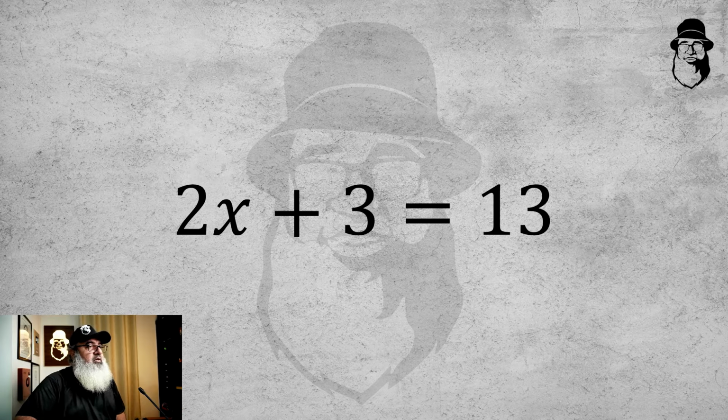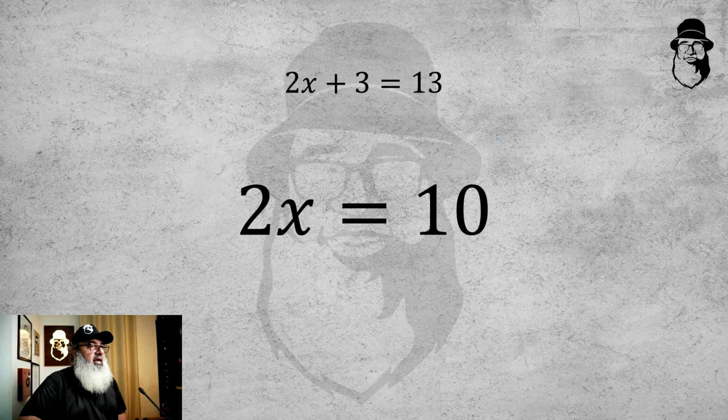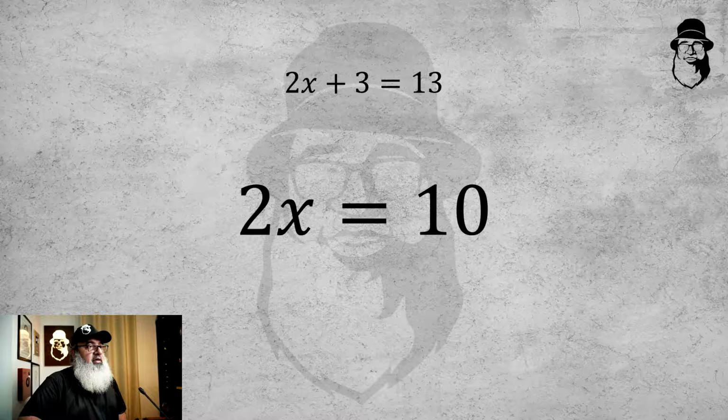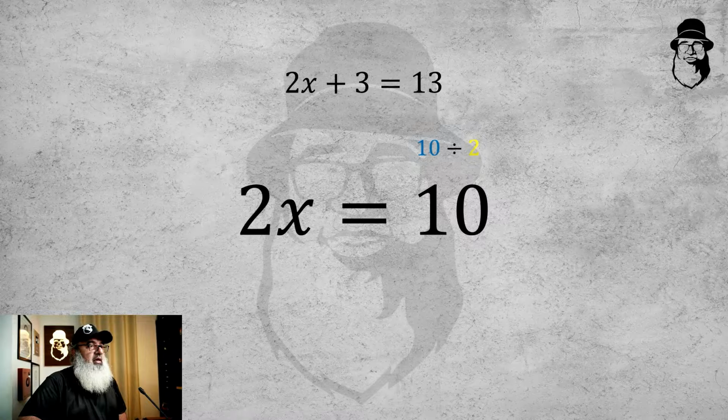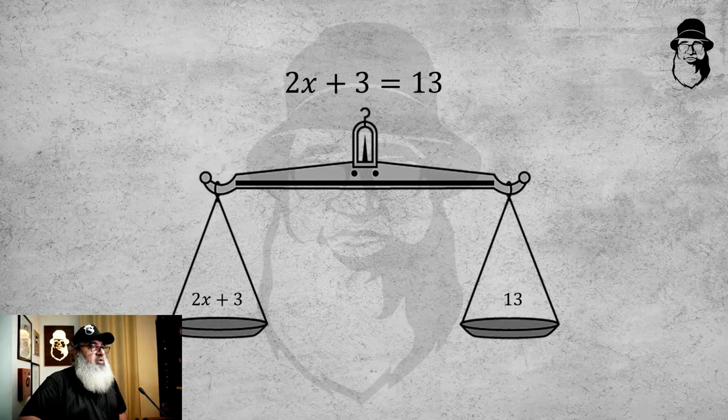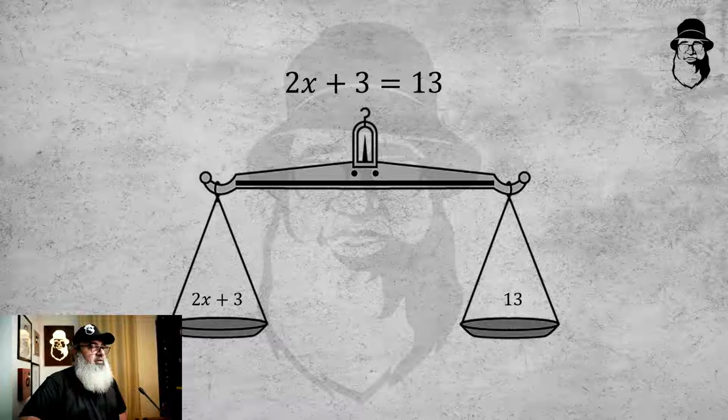We solved 2x plus 3 is equal to 13. We took 3 from 13 to get 2x is equal to 10. Then we divided 10 by 2 to get x is equal to 5. And it is useful to think of a pair of scales when solving equations.